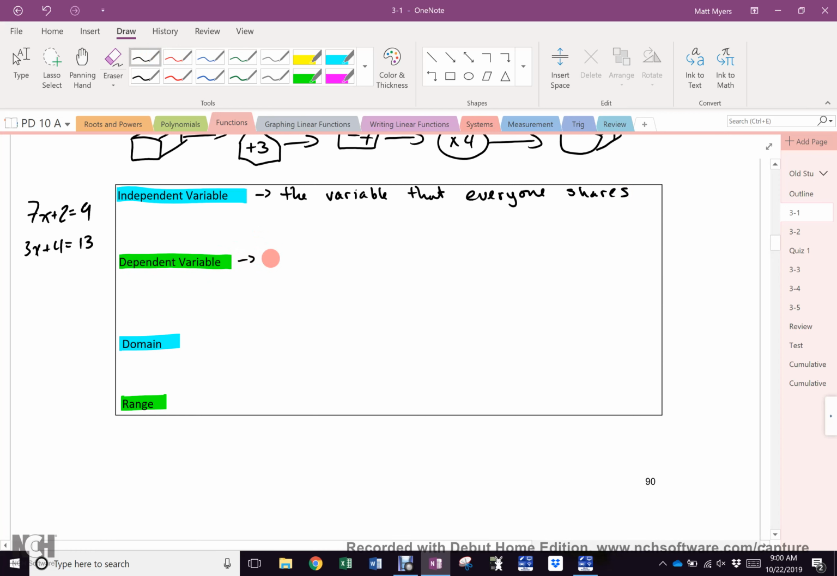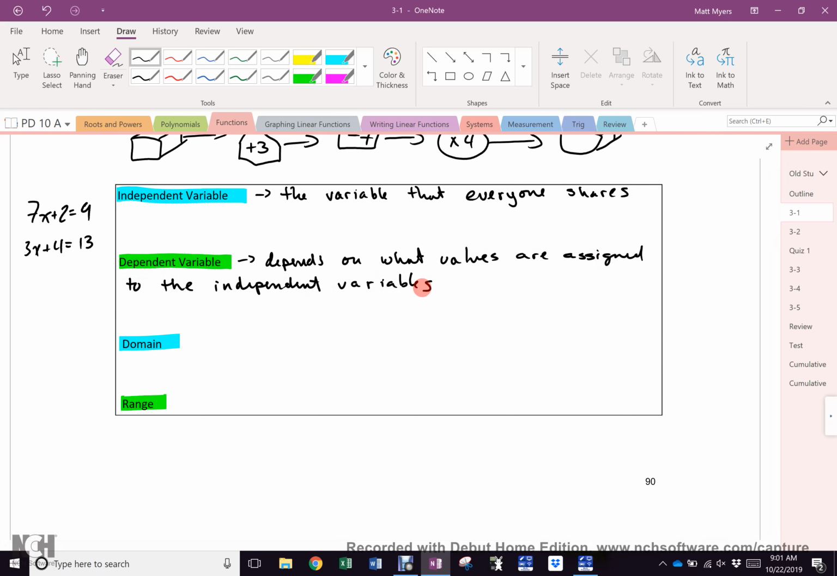The dependent variable, just like it says, depends on what values are assigned to the independent variable. So if I tell you we are going to compare months and days that are in a month, like we have done on this page, and I say 31, can you tell me what month I speak of? No, of course not. Why? Because it could be October, it could be December, it could be January, it could be July, it could be August, it could be March, it could be May. Right? You can't do it.